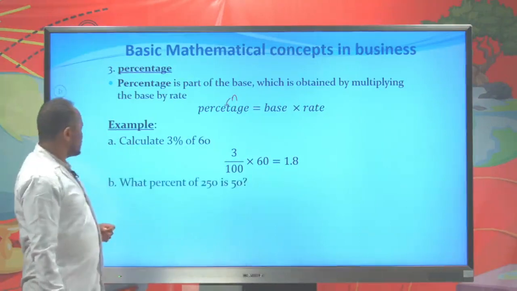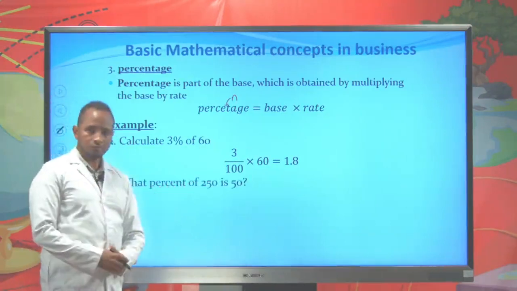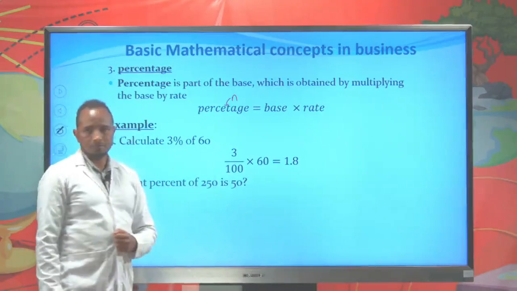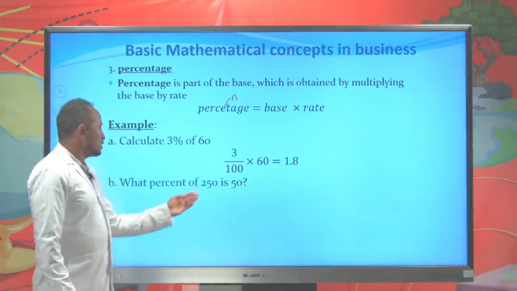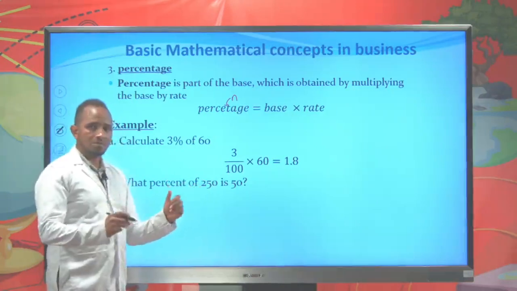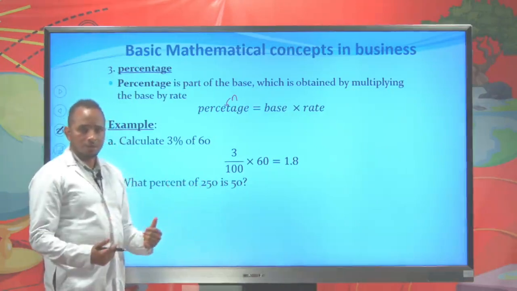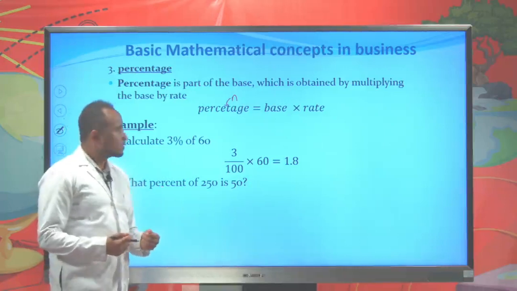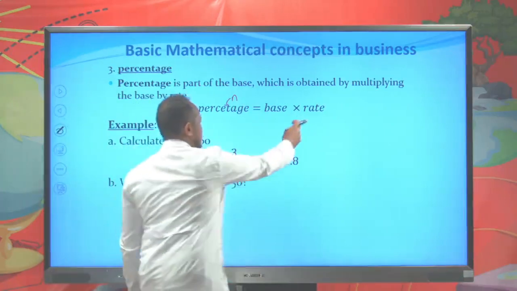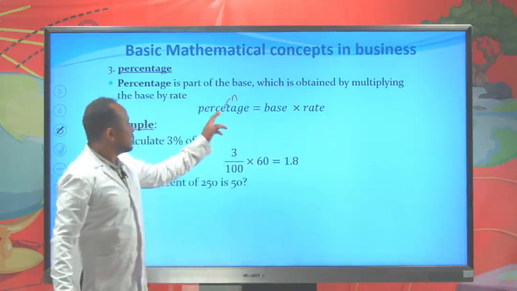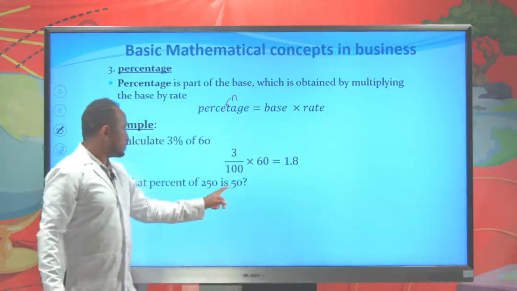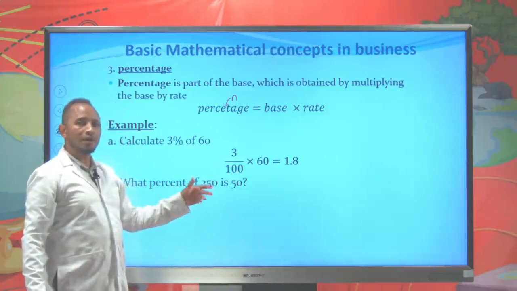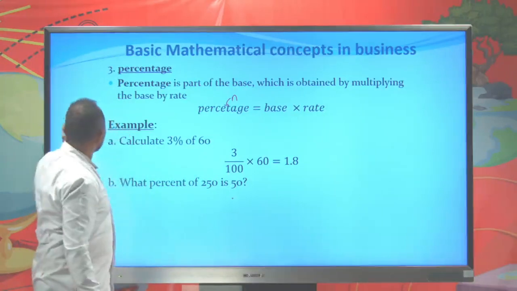Next, B. What percent of 250 is 50? In this case, 250 is the whole, the base, and 50 is the percentage. We are asked to find the rate. So to calculate the rate, simply you divide the percentage by base. Percentage divided by base. Since the rate must be expressed in percent, you multiply it by 100%. So you will have this one.